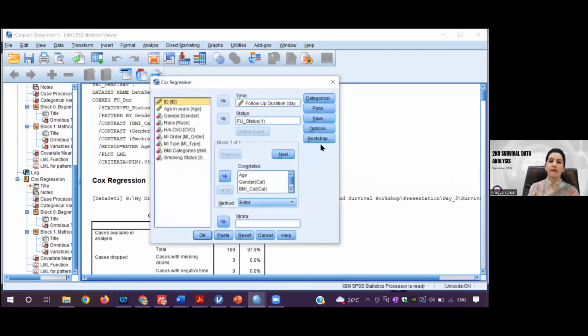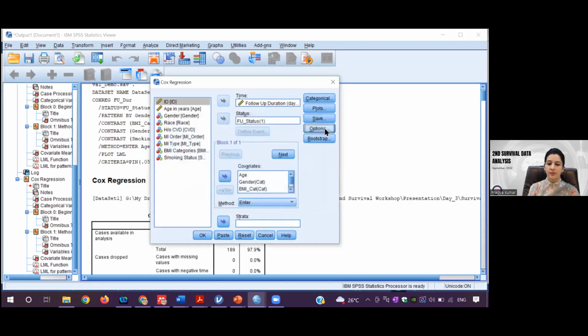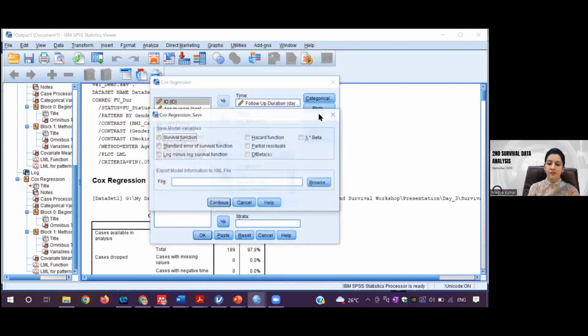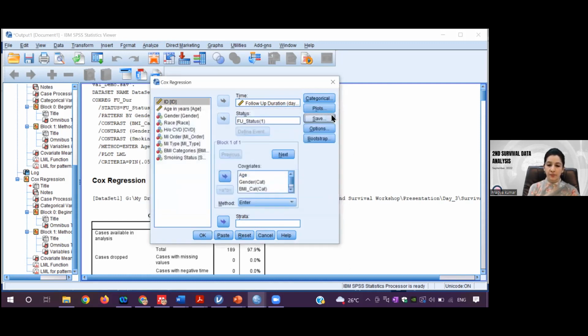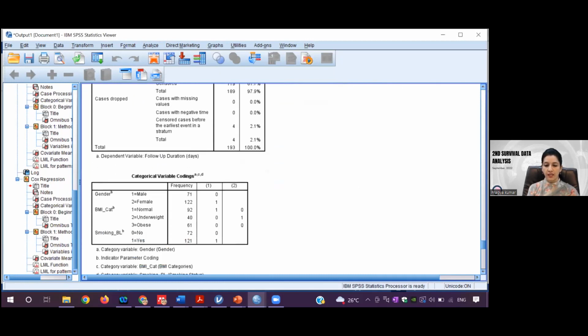Till now I have not clicked on the other options. I want the confidence interval, a 95% confidence interval. I'll press OK. This save option is only if you want to have some data created in your SPSS table. This I don't need, and categorical I have done. So if I press OK, then this comes.